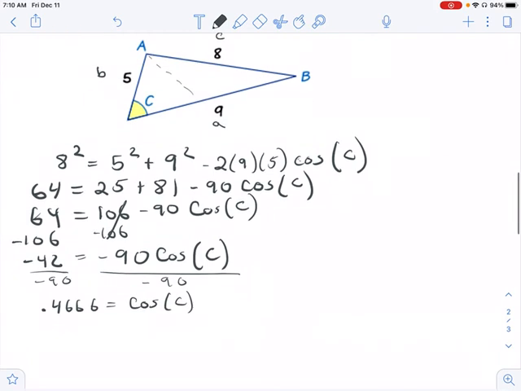And then similar to law of sines, when we're left in this position where I have cosine of something equals this, I'm going to use inverse cosine to figure this out. So let's do arc cos. If I do that, I end up with C equals 62.186, and that is this angle.